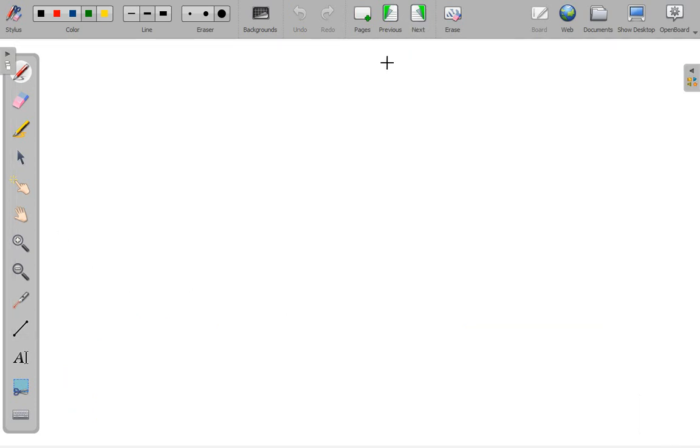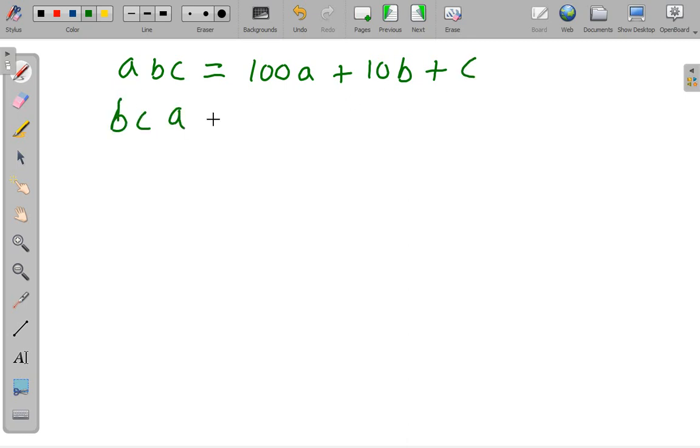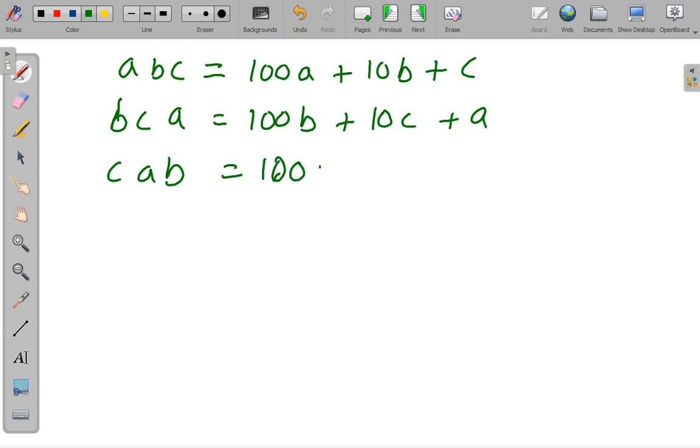In question number 6, the question is asking us, without doing actual multiplication, find out the quotient for the sum of 3 numbers ABC. This is the first number. If I write it in the expanded form, this will be 100A plus 10B plus C. Second number is BCA. In expanded form, this will be 100B plus 10C plus A. And the third number is CAB. In expanded form, again, this will be 100C plus 10A plus B.